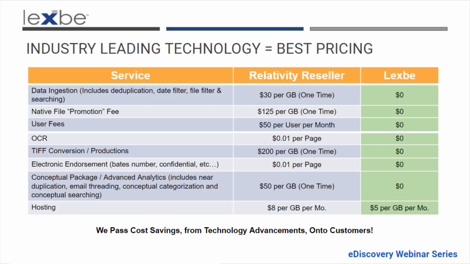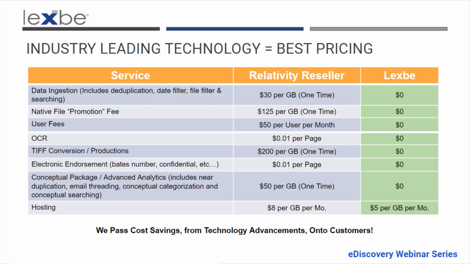Here's an example of how we compare to a Relativity reseller. In this comparison, you'll see that the Relativity reseller charges $30 per gig for data ingestion. Our highly efficient processing servers and serverless architecture enable us to offer this for free. While the concept of promotion might sound good, this is usually a cost associated with moving data from one platform to another. The Lexbe eDiscovery platform is an end-to-end platform and doesn't require that you move your data. Not only does this save you $125 per gig in this case, but it also helps eliminate data handling errors and eliminates costly project management fees.